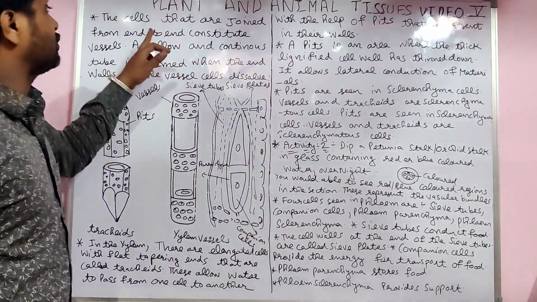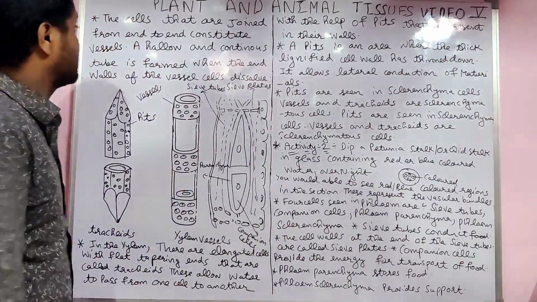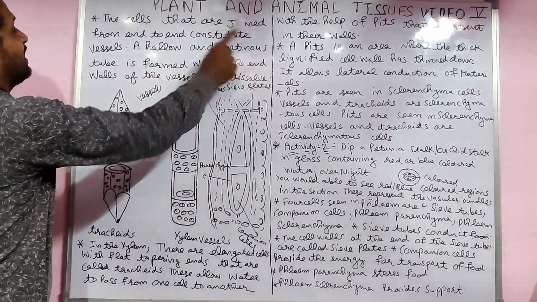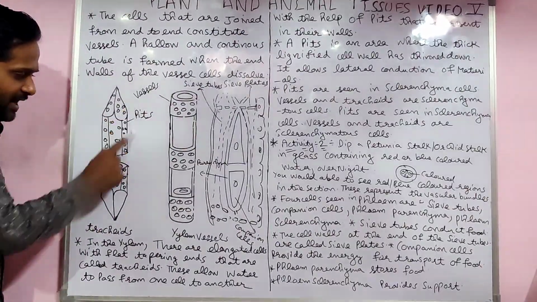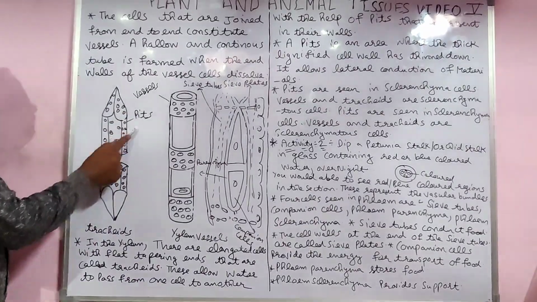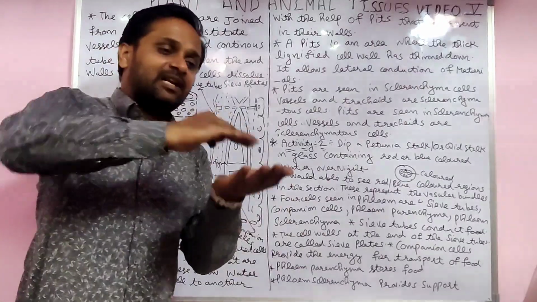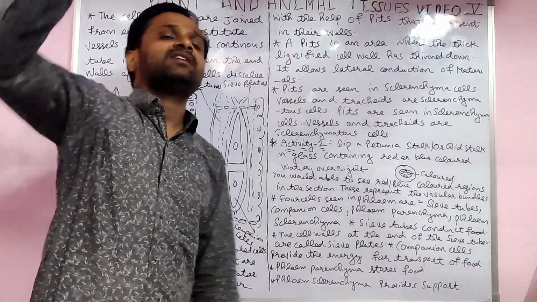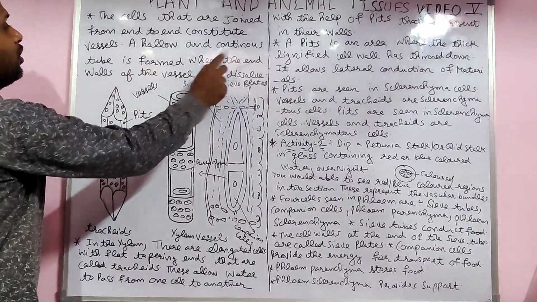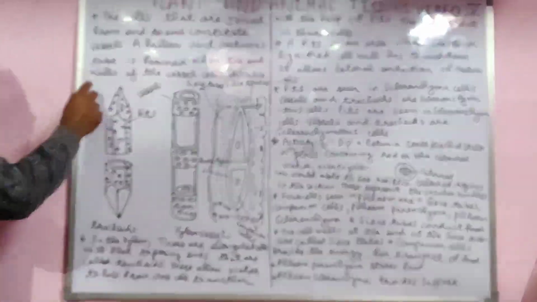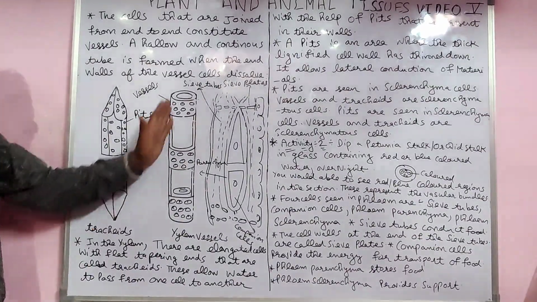Now you see the next topic, xylem vessels and tracheids. The cells that are joined from end to end together constitute the vessels. When cells join together, that forms the vessel. It is hollow inside, a hollow and continuous tube. This was the tracheid, this was the vessel.